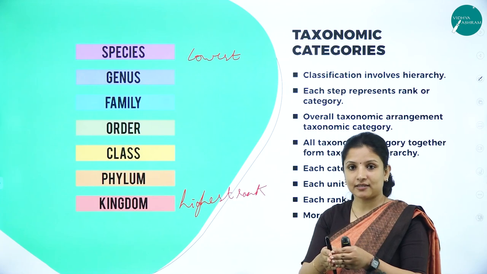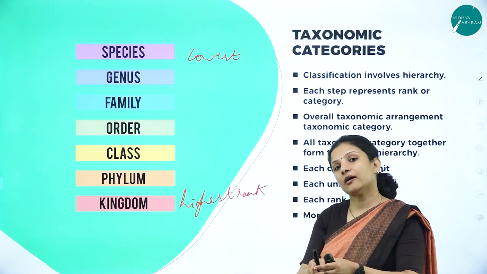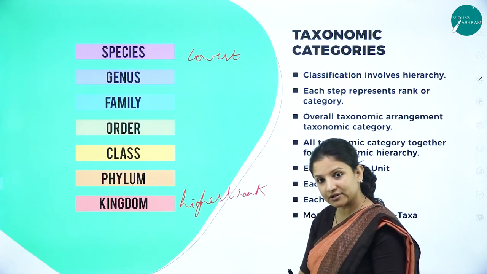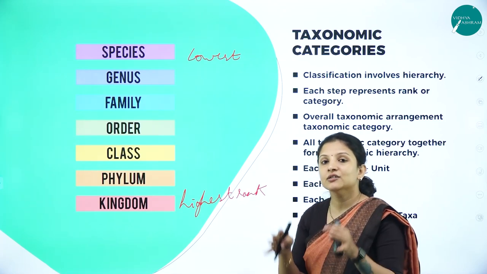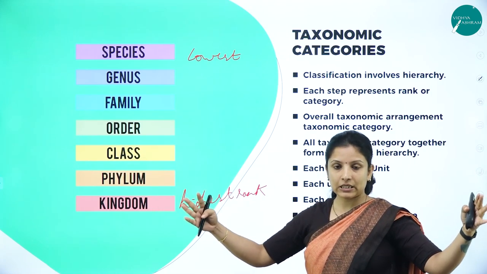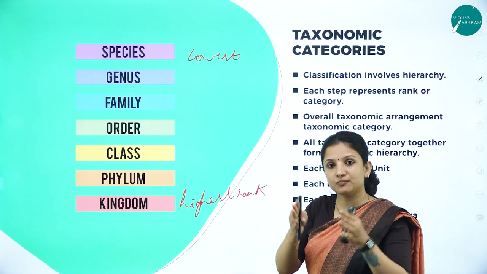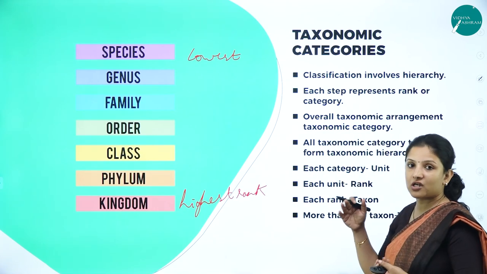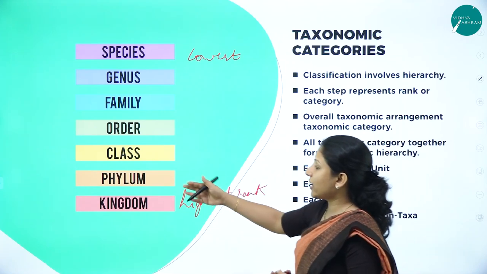That is, states are there. In that states, there are districts. In that districts, we have taluks. In that taluks, again, we have the panchayats, right? So like that, it gets classified from a huge, bigger thing into smaller units, right? That is why classification involves hierarchy, wherein you have rankings.